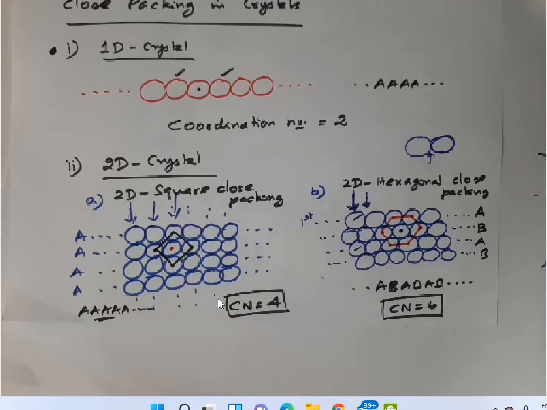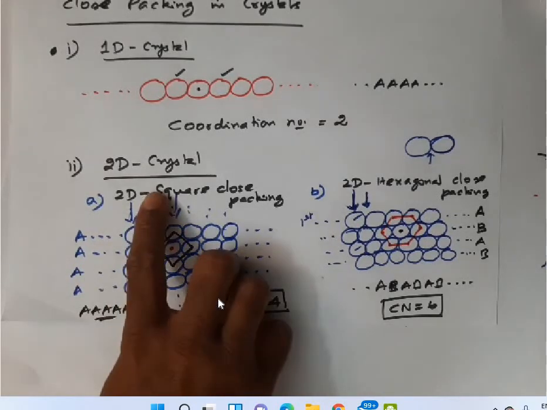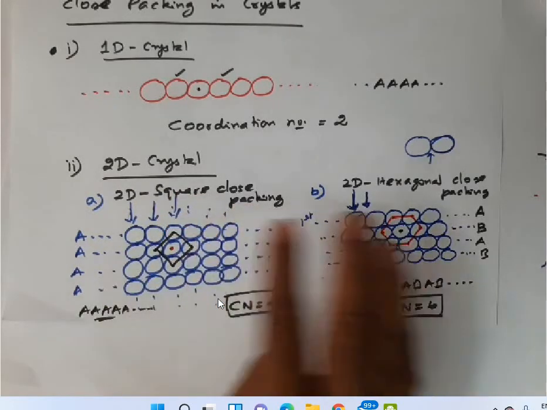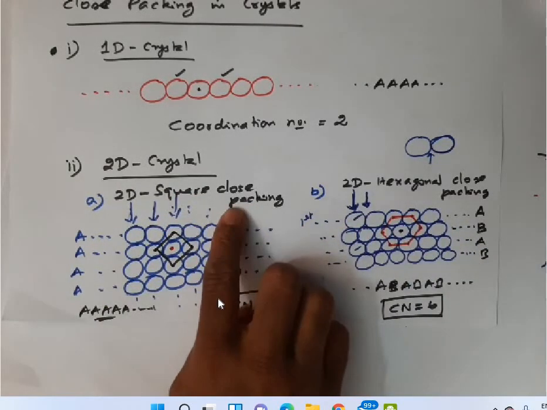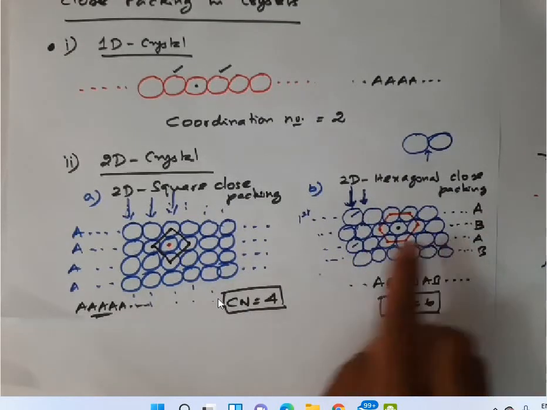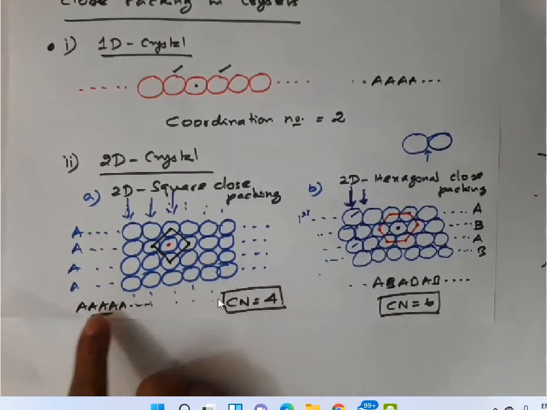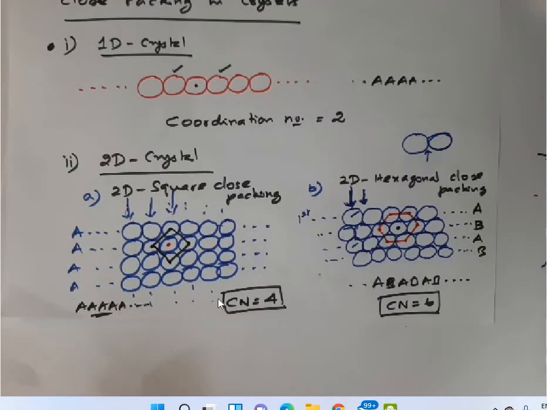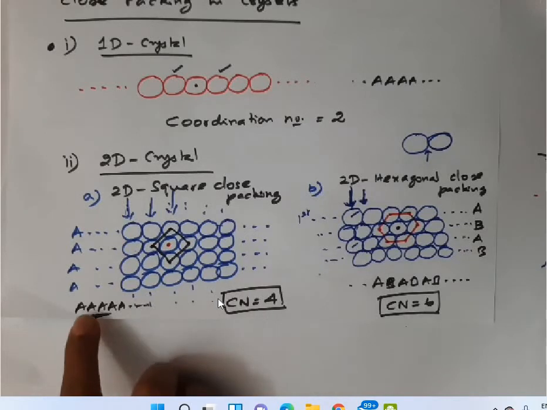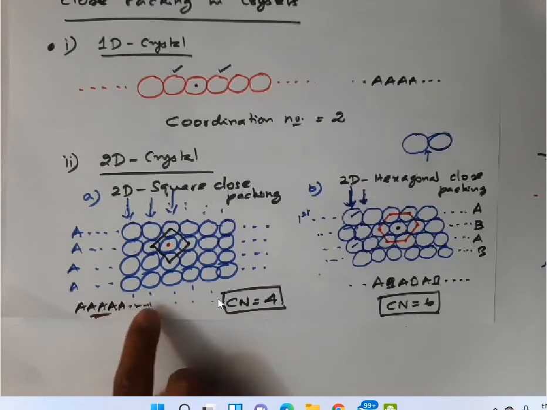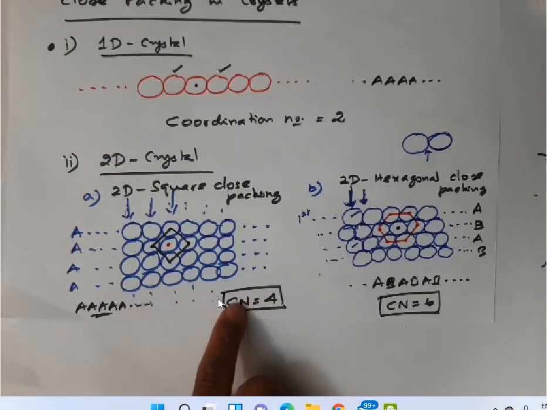Students, are you able to follow this? It's very simple. In two-dimensional close packing, we have two types: two-dimensional square close packing and two-dimensional hexagonal close packing. In two-dimensional square close packing, the rows are arranged in such a manner that one row is exactly eclipsing the other row. Therefore the arrangement is sometimes called AAAA type arrangement, and the coordination number is 4.